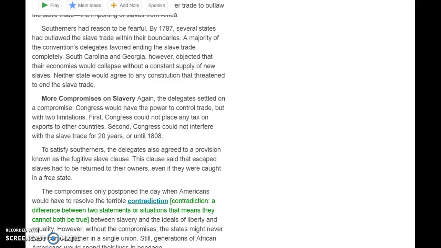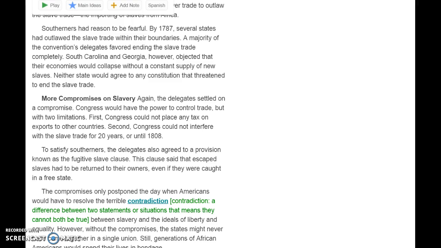Southerners had reason to be fearful. By 1787, several states had outlawed the slave trade within their boundaries. A majority of the convention's delegates favored ending the slave trade completely. South Carolina and Georgia, however, objected that their economies would collapse without a constant supply of new slaves. Neither state would agree to any constitution that threatened to end the slave trade.